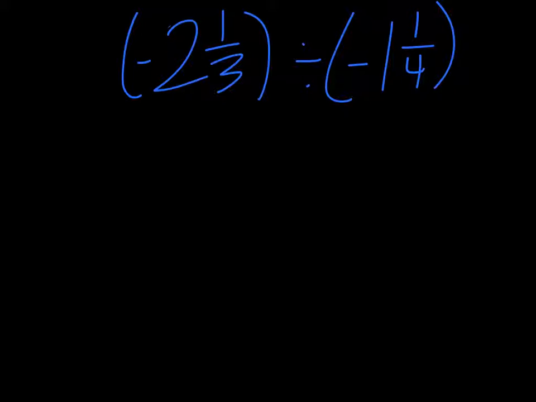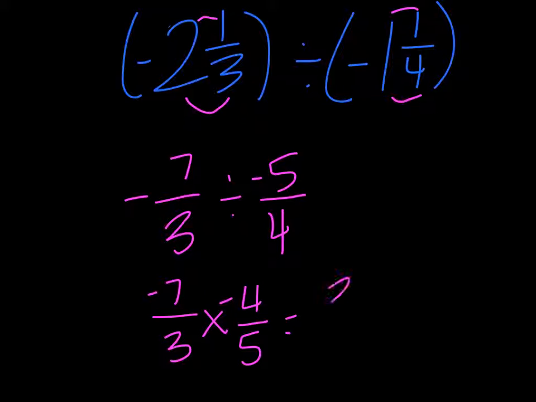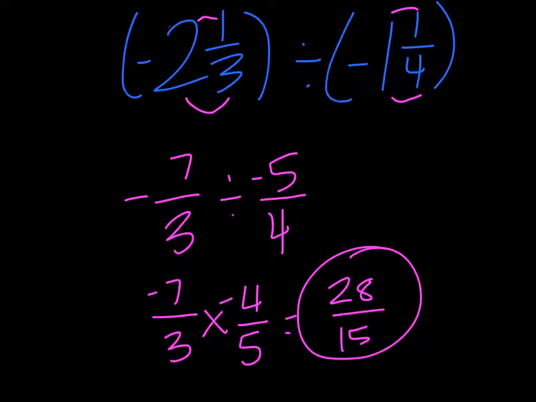So remember to change to improper fractions. So 3 times 2 is 6, plus 1 is 7 over 3, and that's negative. Divided by 4 times 1 is 4, plus 1 is 5, and that's also negative. And then we keep, change, flip. So 7 times 4 is 28, 3 times 5 is 15. They're two negatives, so our answer is positive.